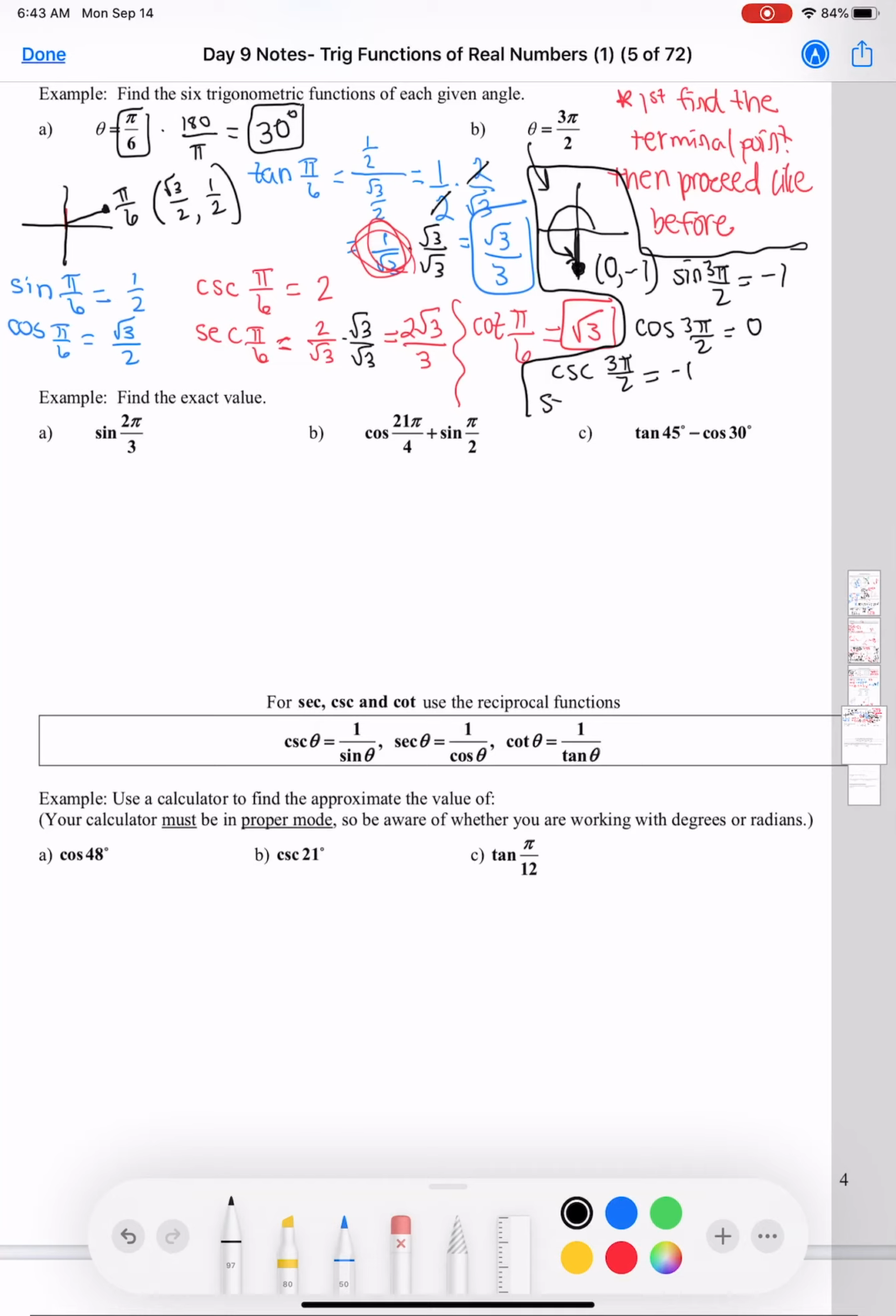And then if I find secant, okay, that's going to be cosine flipped around. Well, this 0, as any number, is technically over 1. So if I flip that around, I get 1 over 0, but wait, remember, we can never divide by 0. So that means that secant of this angle is undefined. All right, go ahead and make sure you have these written down because I am going to erase so I have room to write tangent and cotangent.